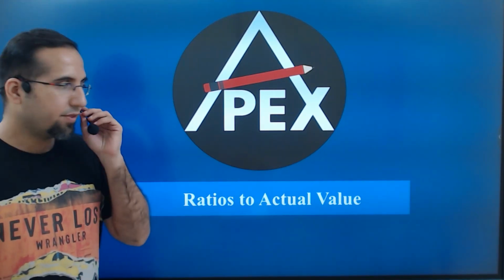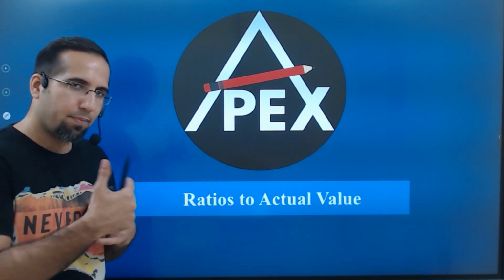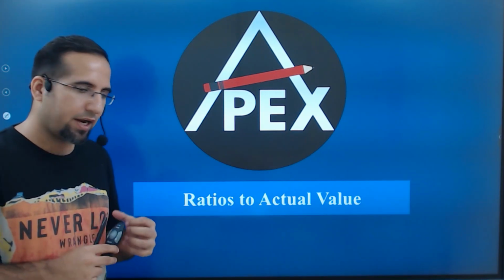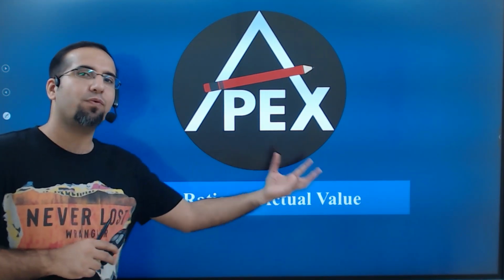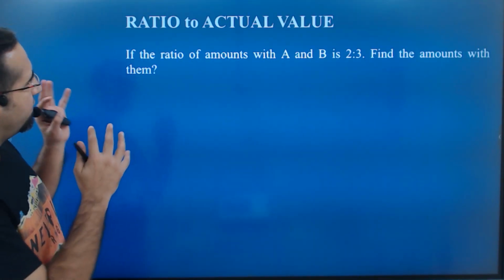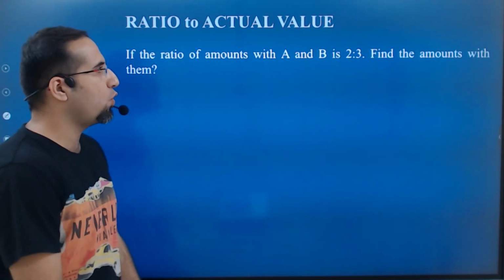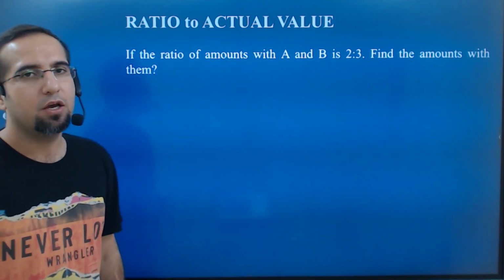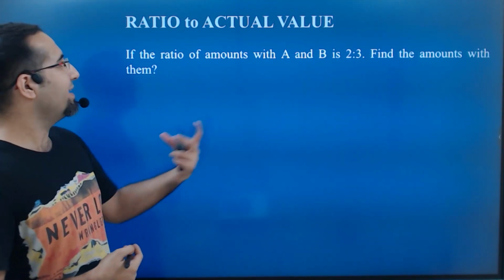Hi all. In this session, we'll be looking at the second part of ratios where we are trying to understand how do I calculate actual values from ratios. Okay. Now, let's look at this first simple statement. If the ratio of the amounts with A and B is 2:3, find the amounts with them.